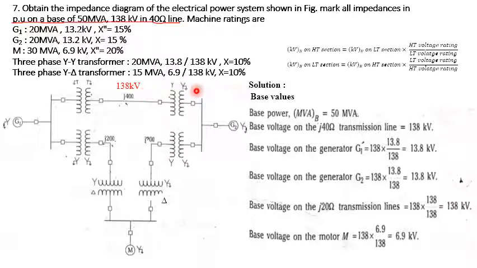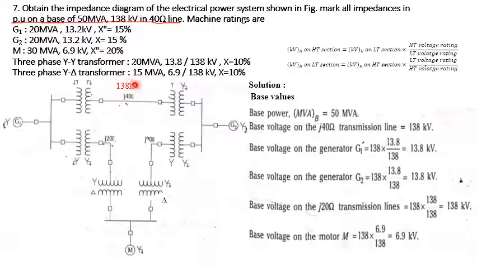Next, what do we have to calculate? I need to calculate the base voltage on the generator G1 side. We know the equation: kV base voltage on the LT section is equal to kV base voltage on the ST section into the LT rating of the transformer divided by the ST rating of the transformer. That's what we use for G1. According to this, what is the ST section voltage? Look at this.